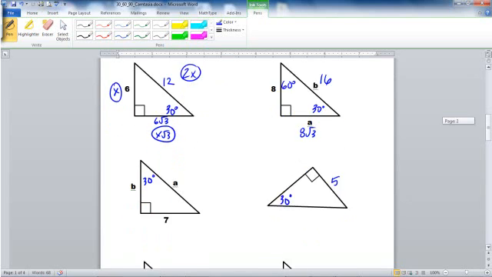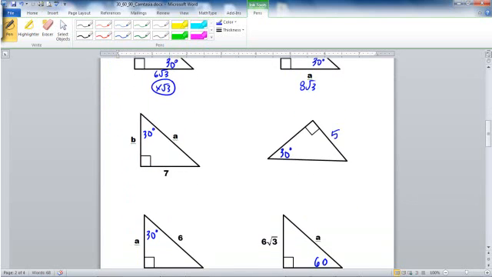We'll do a couple of those just to get a little warm up. So again, across from the 30, now this time notice the 30-degree angle moved up here, so this is 60 down here. So across from the 30 is 7.